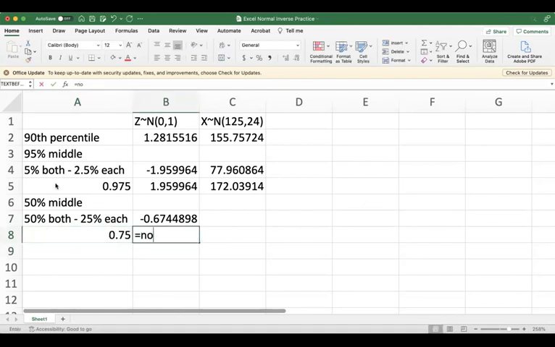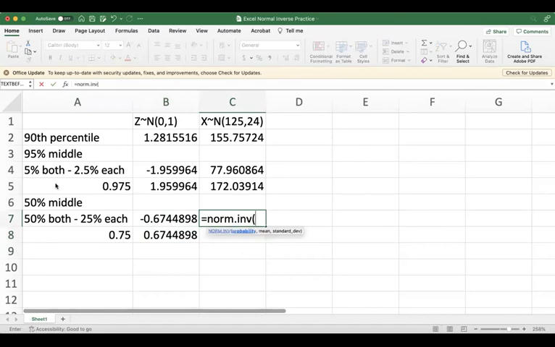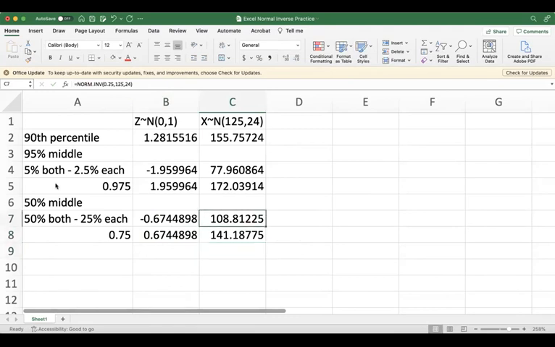So this gives us norm.inv of 0.75. And as you can see, symmetry works again. So these should match. And if you wanted to go straight to the random variable itself, you would use the same command, but you would use the mean and standard deviation for that problem. So this is a span of 108 to 142 for the words per minute in this example. So that's how the inverse works.